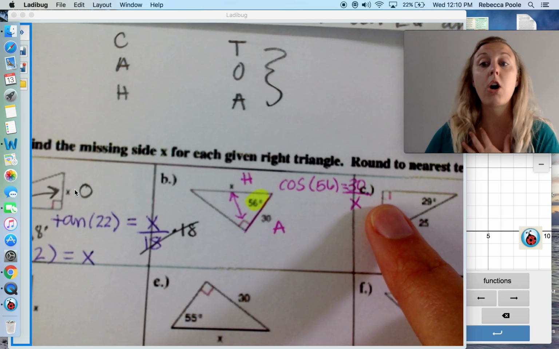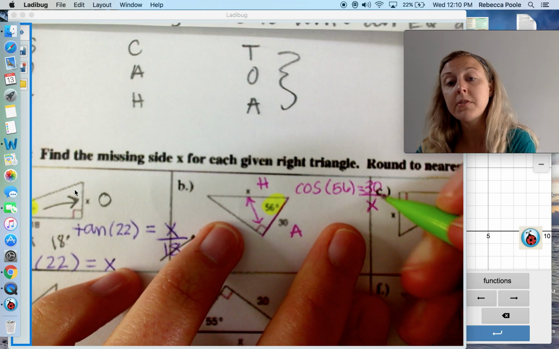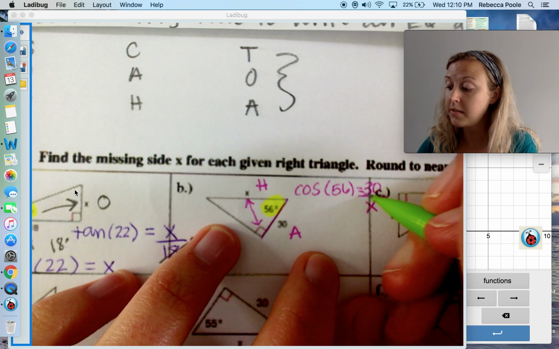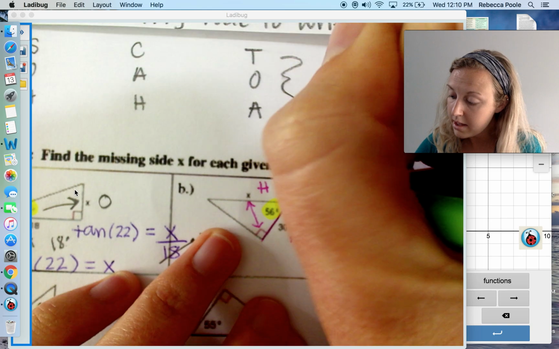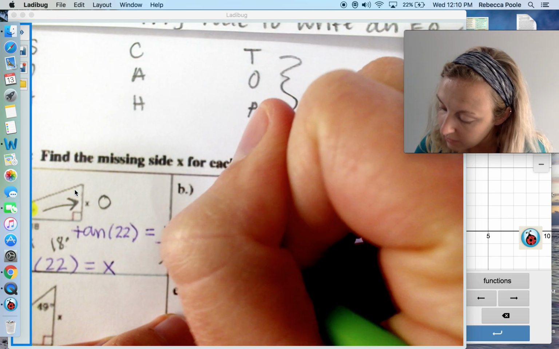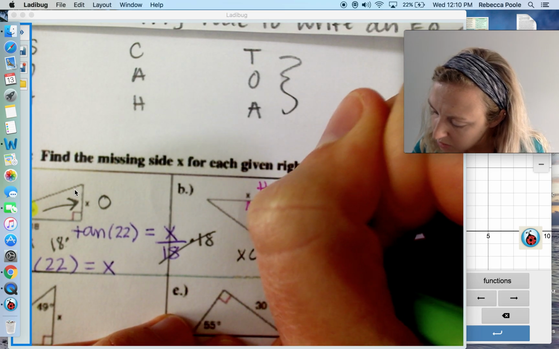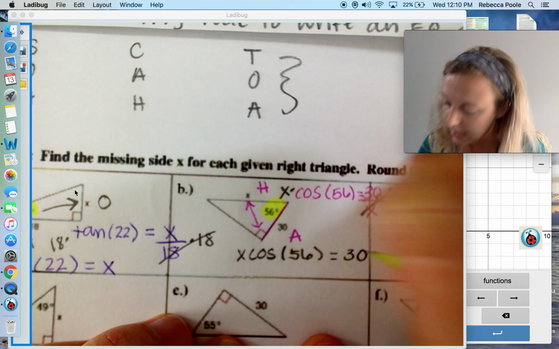If you had me, I called it junk in the trunk, okay? So we have to move the X out of the denominator so we can isolate it. So instead of dividing by X to move it, I'm going to multiply on both sides. That'll move it over here. So now we have, I'm trying to figure out where to write because this is very small. X cosine of 56 should equal 30.